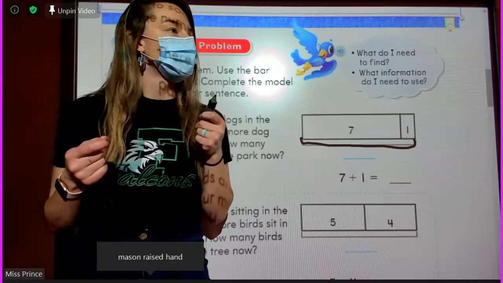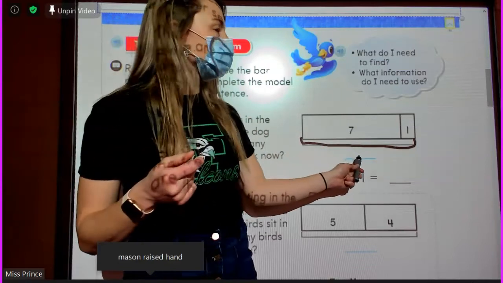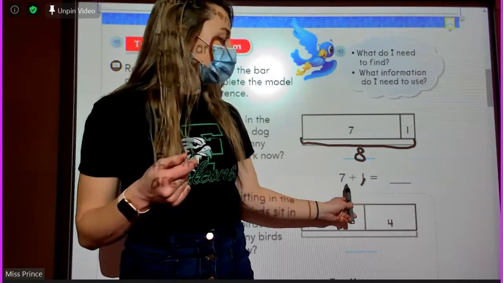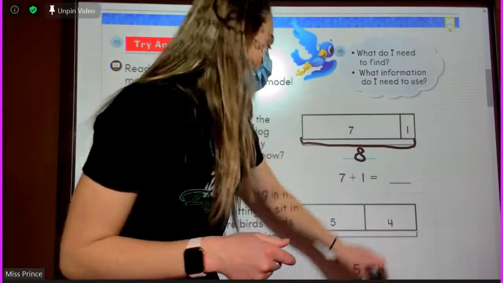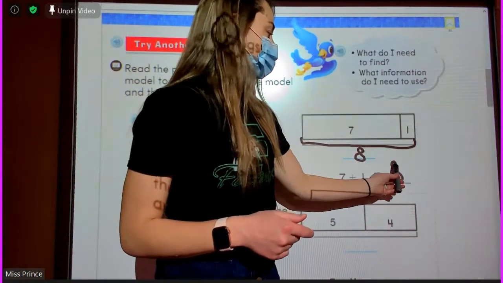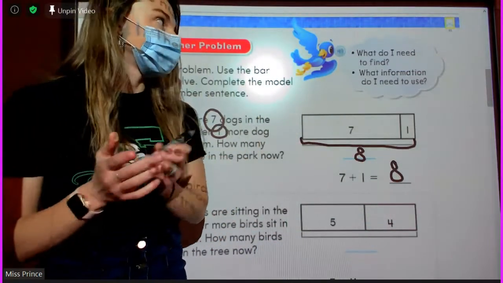Cadence, 8. So what number do I put here? 8, because there's 8 all together. 7 plus 1 equals 8.